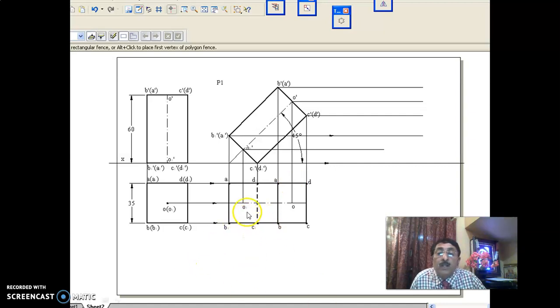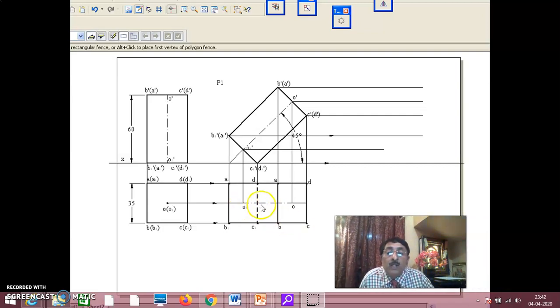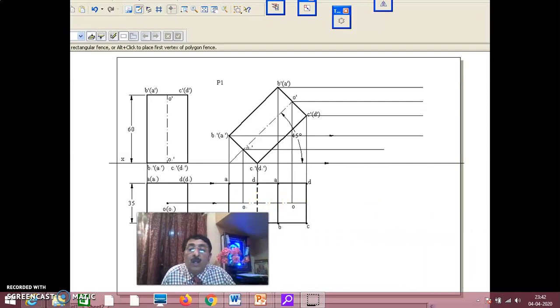But axis should be inclined at 30 degrees to VP means it is clear that the true length of the axis should be inclined at 30 degrees to VP. But here we don't have the true length. Under such circumstances, we have to undergo this beta construction.